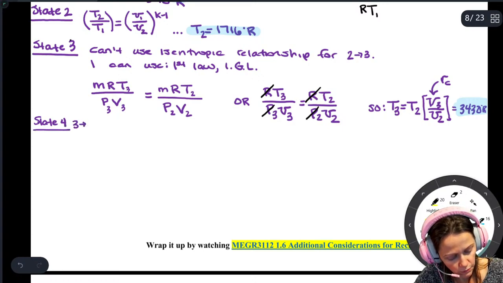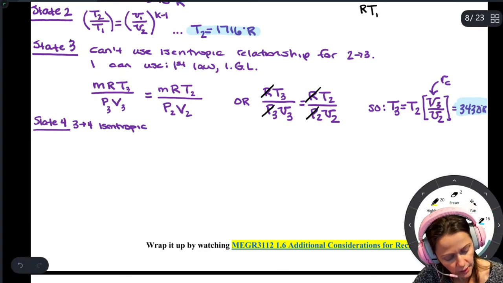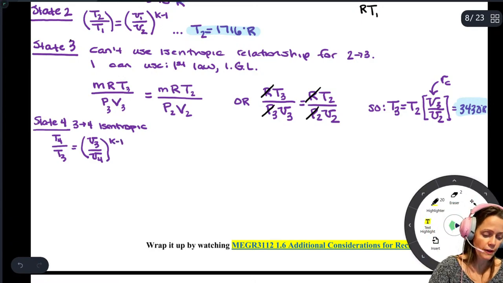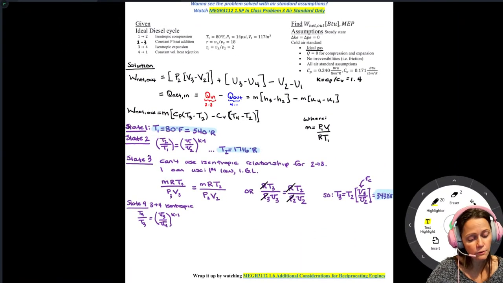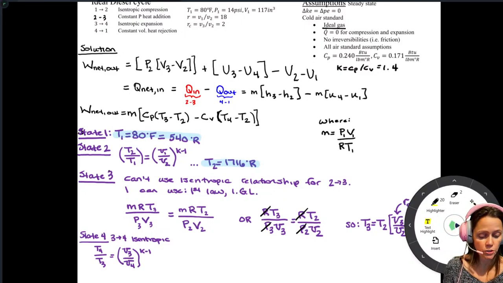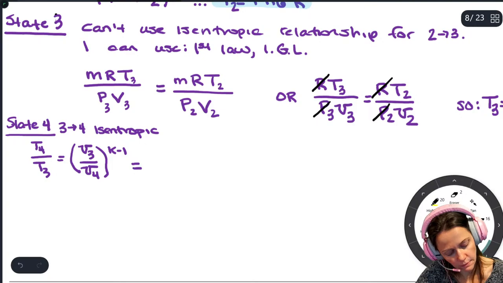And so I know 3 to 4 is isentropic, and so I can use an isentropic relationship. So let's do that. Kind of the same thing if you look up at state 2, very similar strategy. So my T4 over T3 is equal to V3 over V4 to the K minus 1. And of course, if I look up at my givens, I've got my cutoff ratio and my compression ratio. Compression ratio gives me the relationship between the specific volumes at 1 and 2, the cutoff ratio between 2 and 3. But I don't have anything that directly gives me the information from 3 to 4. However, what I can do is I can say, well, I know that V4 and V1 are equal to one another.